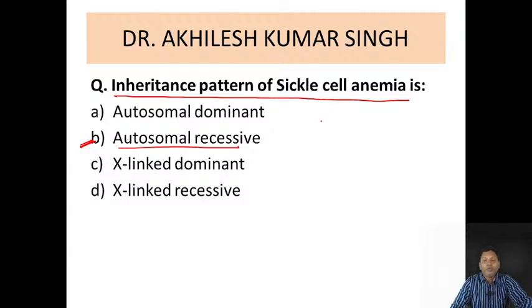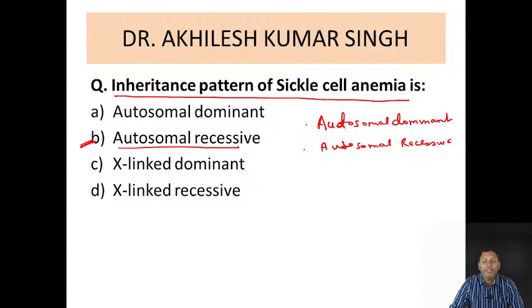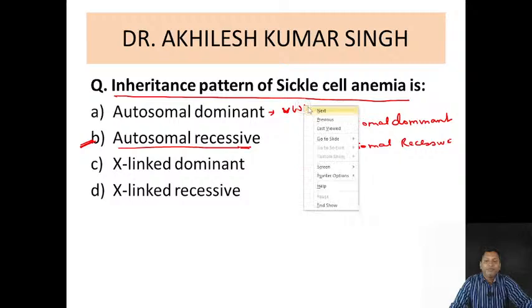So from the examination point of view, you have to remember what are the various autosomal dominant disorders, and what are the various autosomal recessive disorders. You might have the table of this, but learn them. Almost one question appears in the exam from this table of autosomal dominant and autosomal recessive disorders. In this question, sickle cell anemia is autosomal recessive, right? And an example of autosomal dominant is von Willebrand, one variety of von Willebrand deficiency disease.